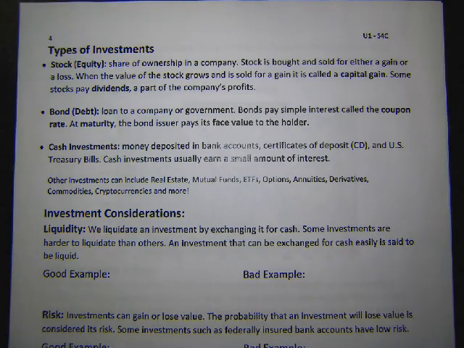Stock is bought and sold either for a gain or a loss. When the value of the stock grows and it's sold at a gain, so you've actually sold at a higher price than you originally bought it for, that's called a capital gain. The profits from buying and selling stocks are capital gains. Some stocks also pay what's called a dividend. This is just a portion of the company's profits.